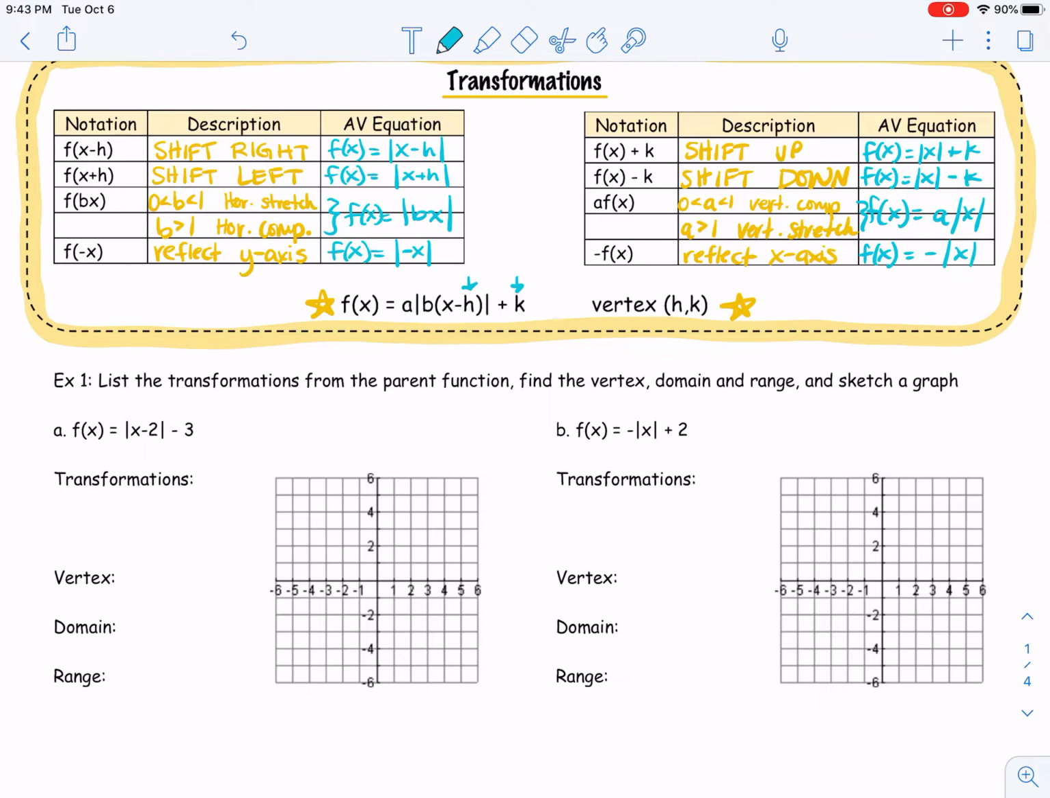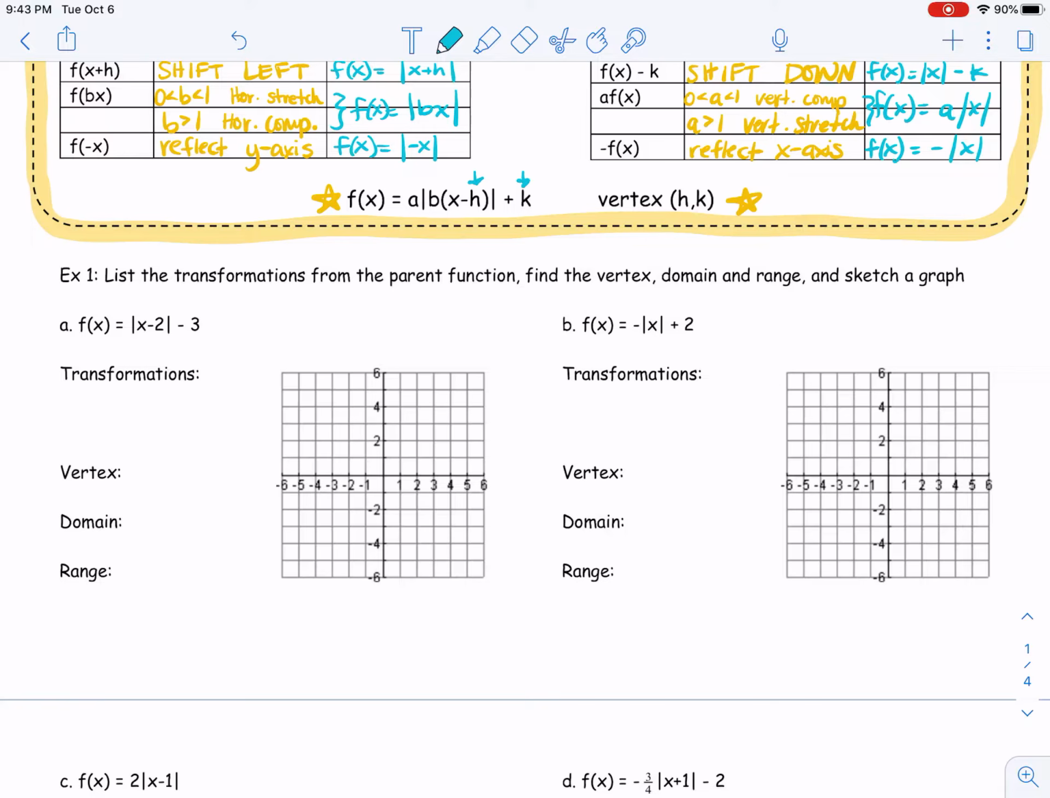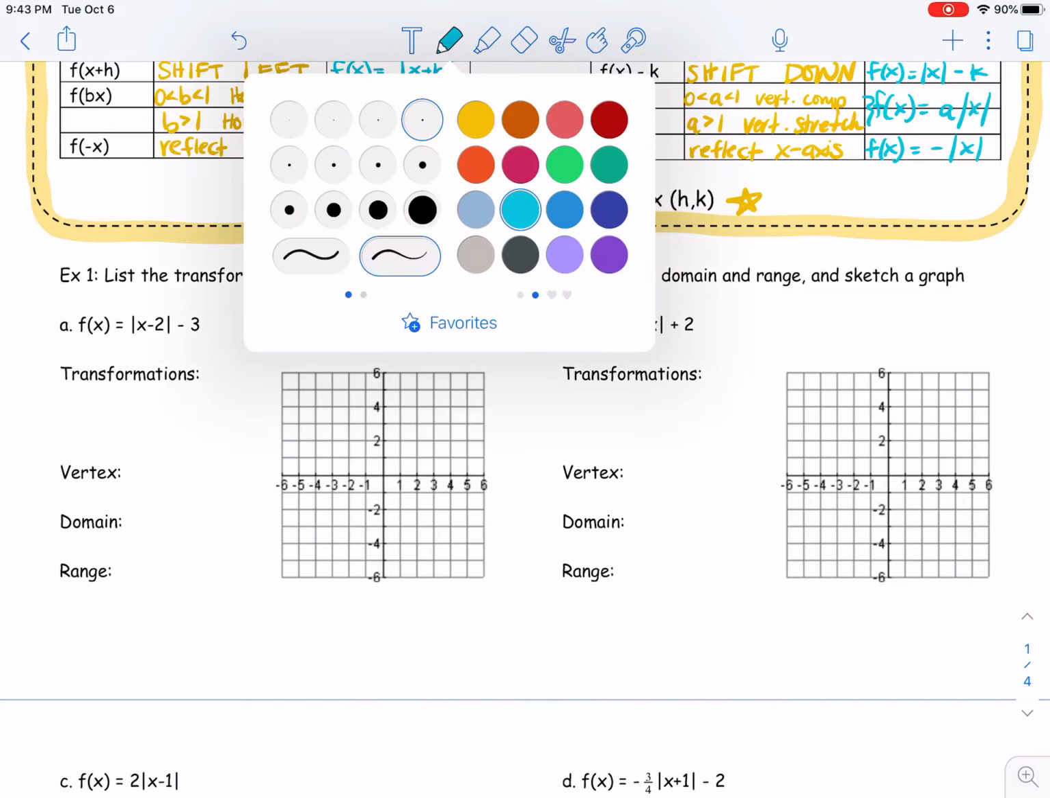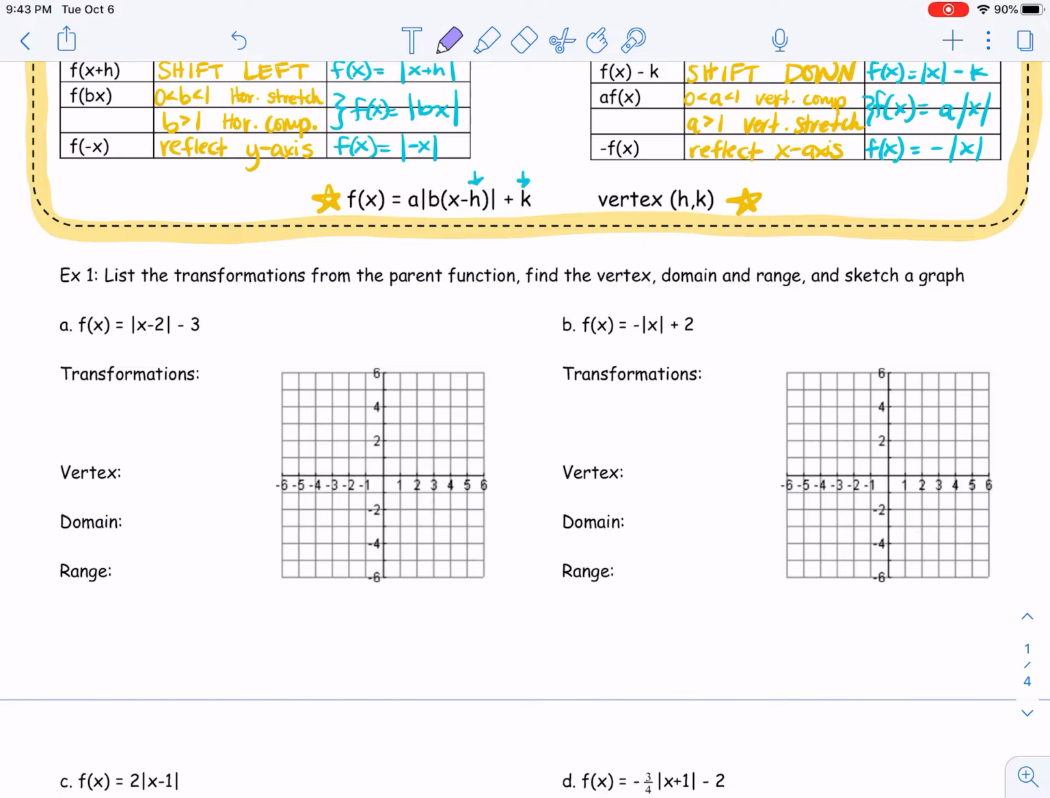We are going to see an absolute value equation with transformations. We are going to list what those transformations are, find the new vertex, plot it, state the domain and range, sketch that graph. So here we go. Let's see. So the first thing I see is x minus 2 inside the absolute value. So I know that that is going to the right 2. And then I see a negative 3 on the outside. So I know I'm going down 3. So that means my new vertex is 2, negative 3, which is right here.